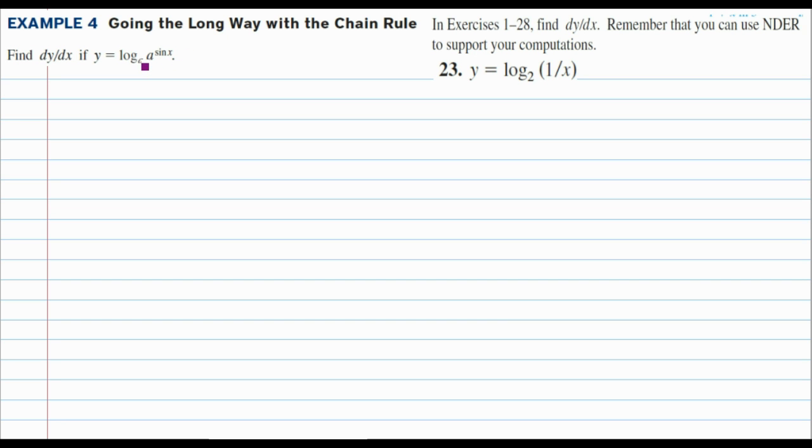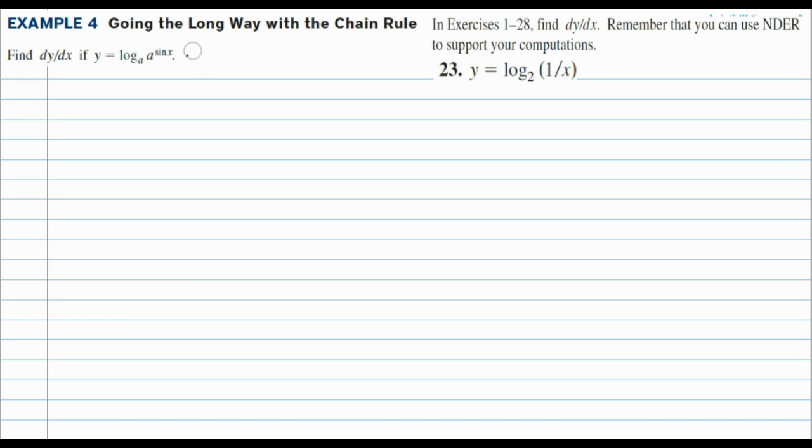I know you're saying, well, but this is log base a, so the base of my log is the same as the base of my exponent. I can just simplify it. It should be sine of x. I know my answer is going to be cosine of x. Yes, you do. You know the answer. Wonderful. We need to go the long way and use the chain rule, like the directions say.